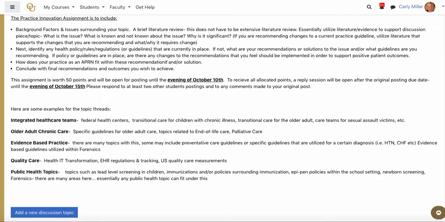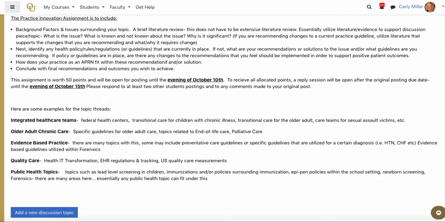Public health topics, this is an area that a lot of students tend to do. There's a ton of areas, once again, that you can do under this. It could be things like lead level screening in kids, immunizations or policies surrounding immunizations. Like I mentioned at the beginning about the one with the health department, that's just an area they implemented to help solve reduced rates of immunizations in certain counties. So it's things like that that you want to start thinking about, like how can we solve an issue?